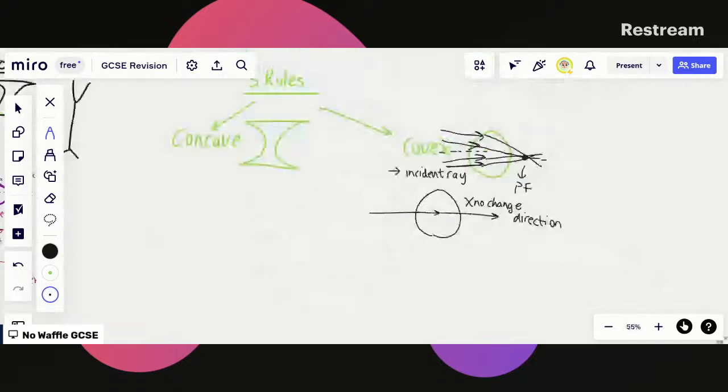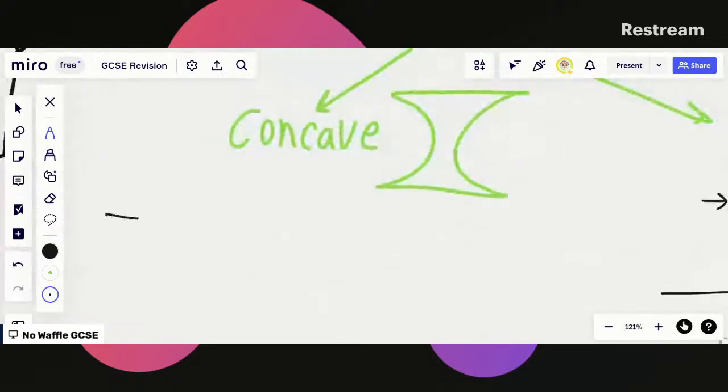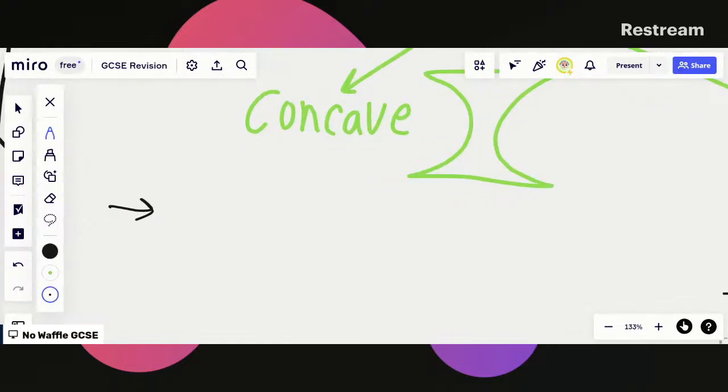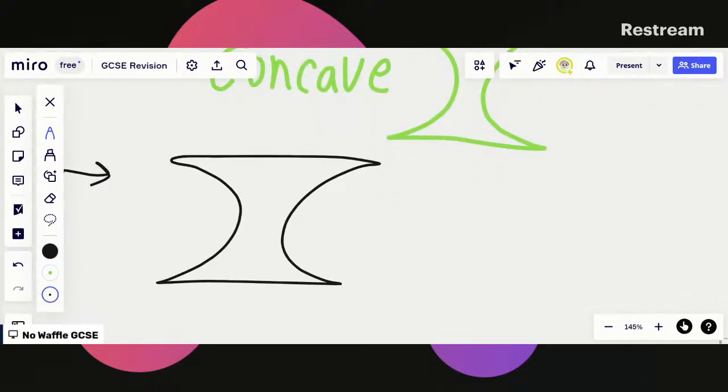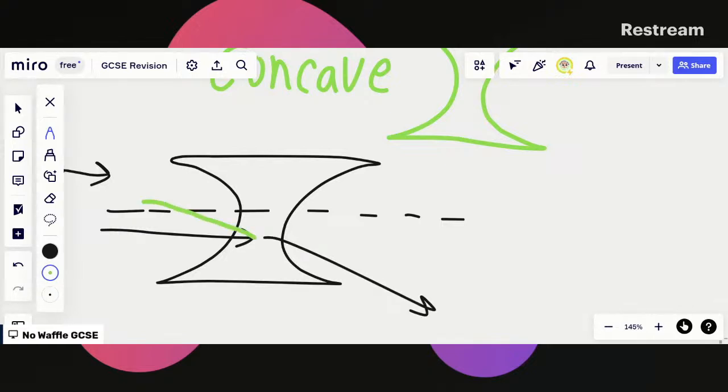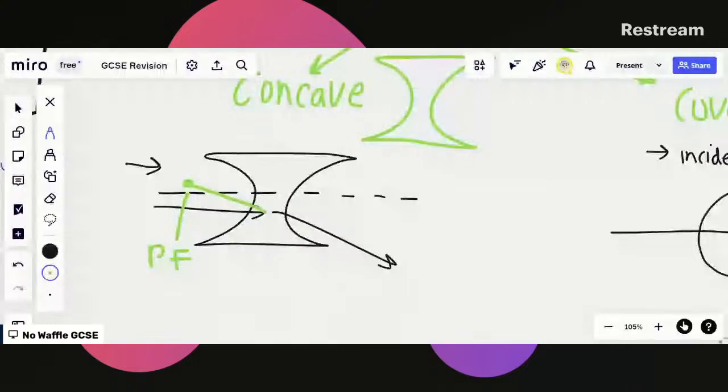Now let's look at the 3 rules for the concave lens. The concave rule suggests that if there was an incident ray that was parallel to the axis, it would refract through the lens and travel in line with the principal focus, meaning that it is refracted. So imagine we were to draw a concave lens, and we had an incident ray that was parallel to the axis and then did seem to connect to a point, which we saw, then we know that it is parallel to the axis.